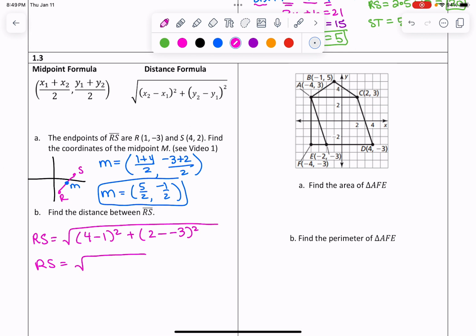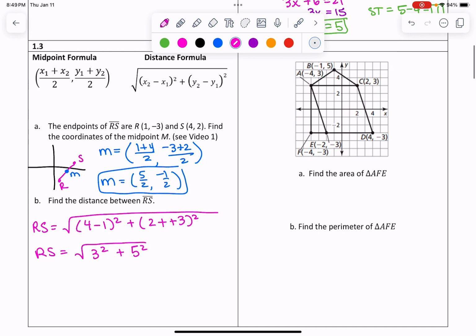Four minus 1 is going to give me a 3 squared, plus minus minus becomes plus plus. 2 plus 3 is 5 squared. And so I've got the square root of 9 plus 25. And so if it's given as an exact answer, that would be the square root of 34. As a decimal approximation, let's see. Let's take the square root of 34, and that's about 5.8.